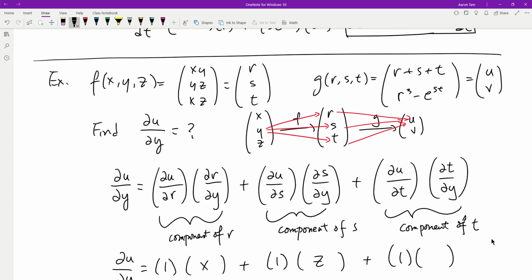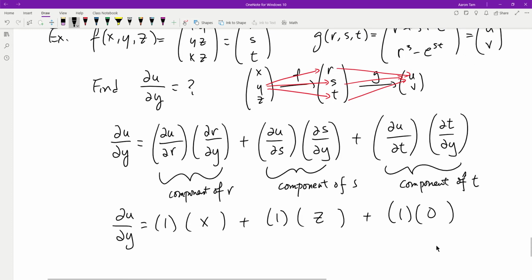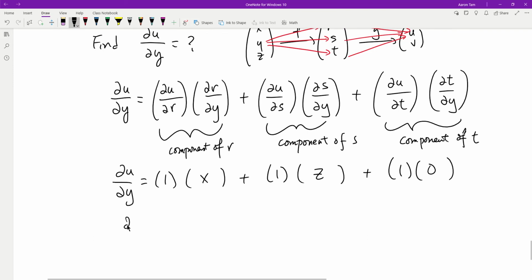And dt over dy would actually be 0 because t actually does not depend on y. Now, if you think about it, x and z, okay, that's fine. So now that would come out to be the following. Therefore, du over dy would simply be equal to x plus z.